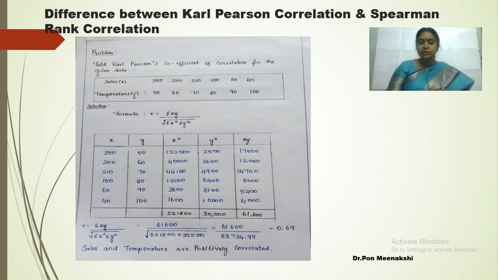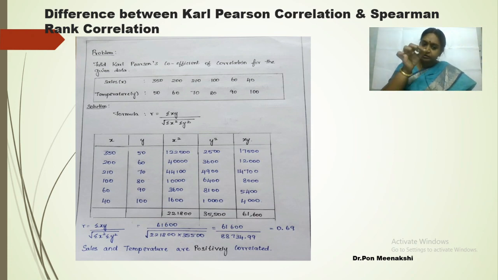Once we calculate this and apply the formula, if the answer comes negative, you write that x and y, or sales and temperature, are negatively correlated. If the answer comes positive, we write that they are positively correlated. If the answer is more than 0.8 or 0.9, we write highly positively correlated or highly negatively correlated.